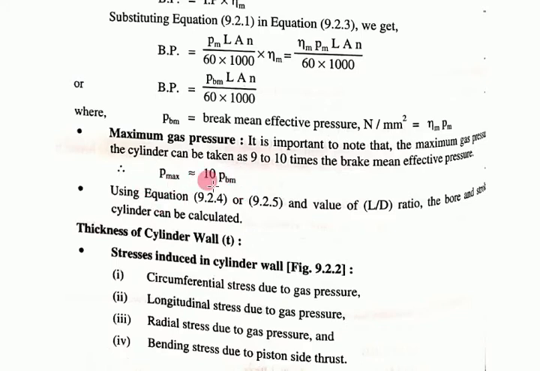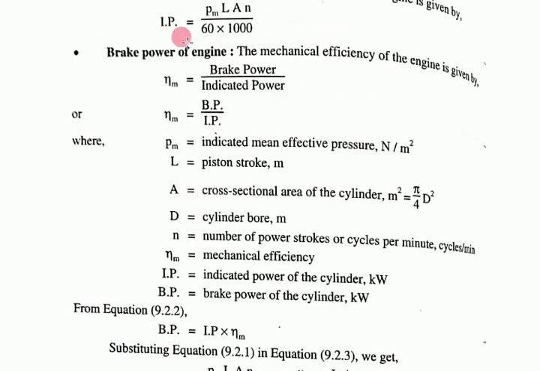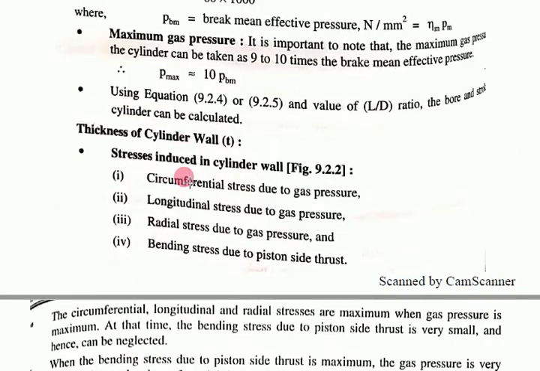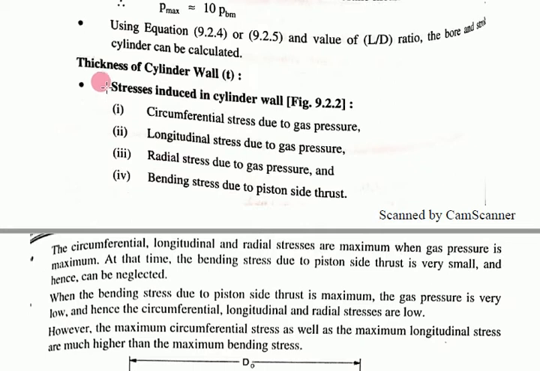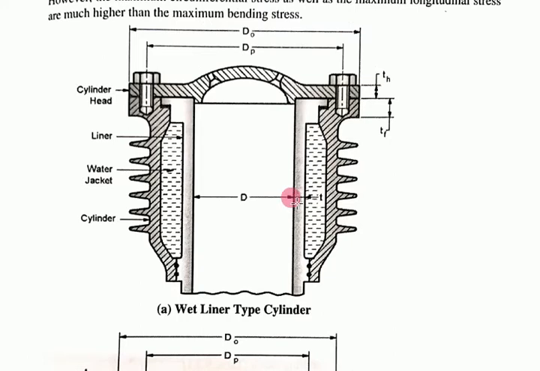This is an assumption. After solving these equations, we have to go on to select the thickness of the cylinder wall. You can see here the thickness of the cylinder wall. This is the thickness of the flange, and this is the thickness of the head, the cylinder head. This is called the flange, and this is called the cylinder thickness.